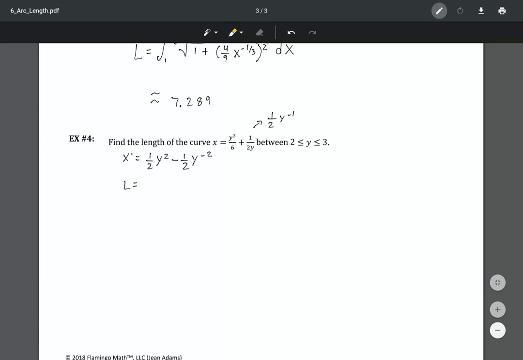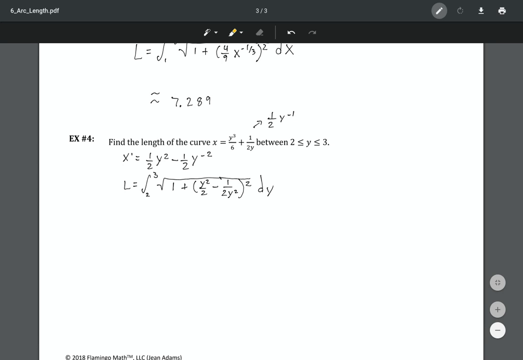So the length is going to be equal to the integral between 2 and 3 of the square root of 1 plus, I'm going to write this as y squared over 2 minus 1 over 2 y squared. Notice the y squared is on the bottom, not the top, of that squared, dy.